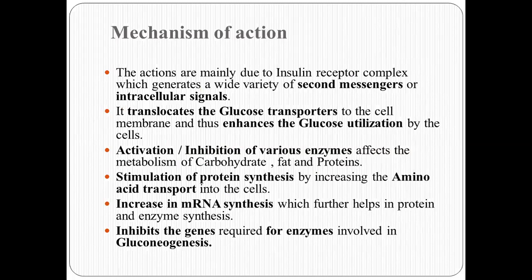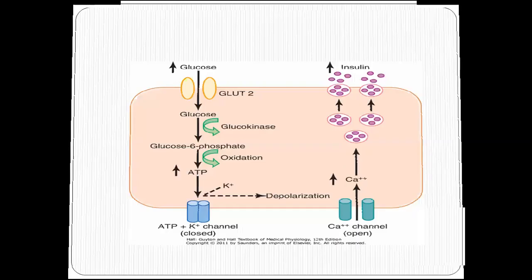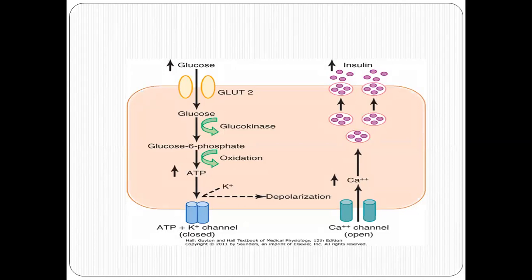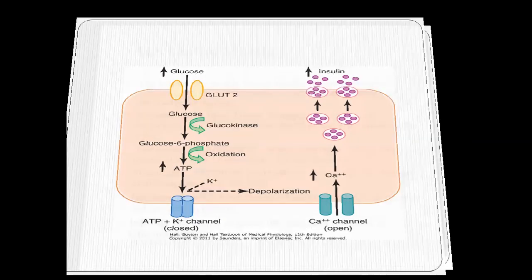The mechanism of action is mainly due to the insulin receptor complex. It generates a complex variety of second messengers, or it generates the intracellular signals. Now, this translocates the glucose transporters to the cell and enhances the glucose utilization. So, you can go through this again, that it is causing so many enzyme secretions. These are the second messenger system, and then it causes the glucose utilization.